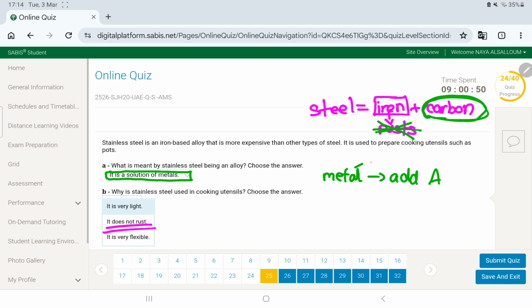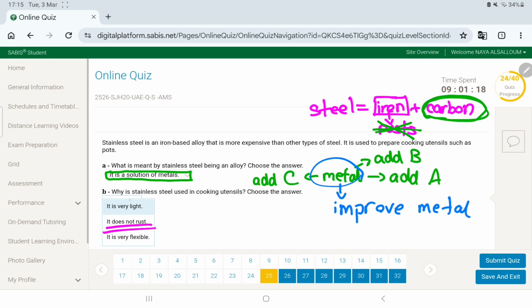I don't want it to break. So I'll add this substance. I want it to be, let's say, flexible. Actually, no, that's unlikely, but okay. I'm gonna add that substance. Okay? So basically here, you're trying to improve the metal. So why do you think stainless steel is used in cooking utensils? Because it doesn't rust. Because once with carbon, it improved the iron and the steel so it doesn't rust.